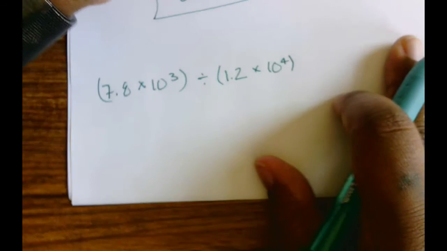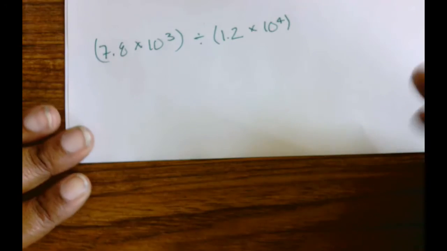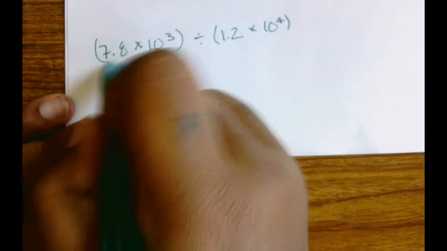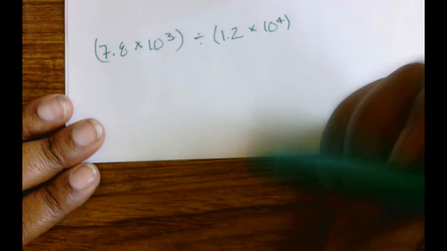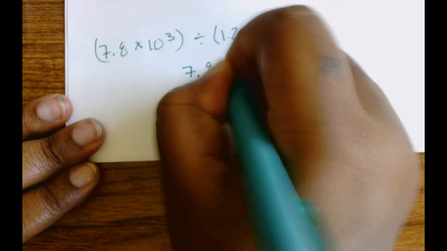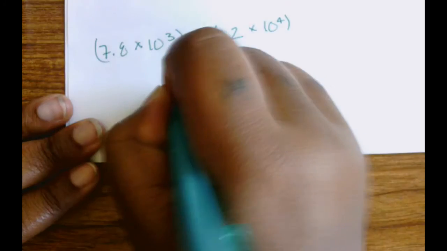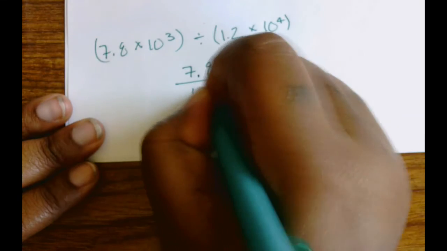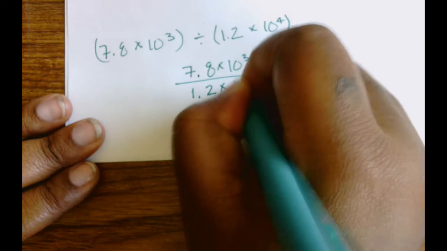Dividing is also very similar, as in it is very easy. Whenever I have division that looks like this, I automatically want to turn it into a fraction. So I'm going to turn that into 7.8 times 10 to the third divided by 1.2 times 10 to the fourth.